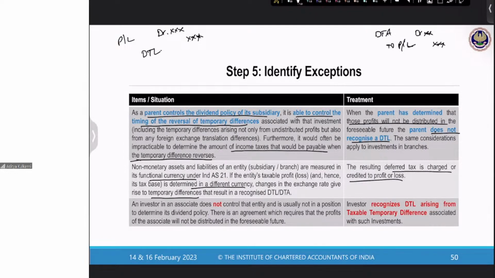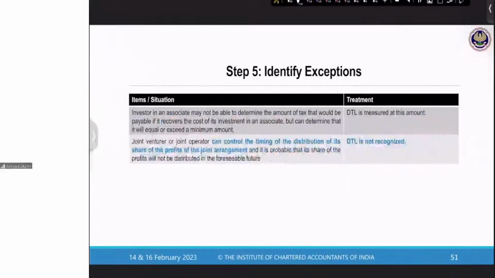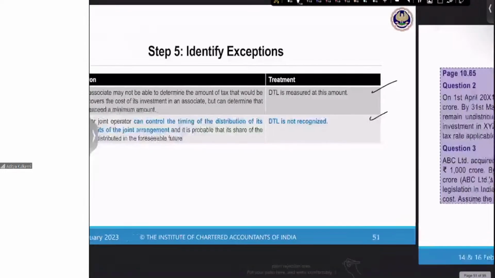Okay. An investor in an associate does not control. So therefore, DTL arising from taxable temporary difference continues to be recognized. In the case of a subsidiary, if you are controlling the outflows, do not recognize. In the case of an associate, you will never control, so therefore you will have to recognize. And for non-monetary items, changes in exchange rate give rise to temporary difference; take that to the P&L. Okay, so that is there. Next, you can go through this. It's the same thing that I'm discussing right now.